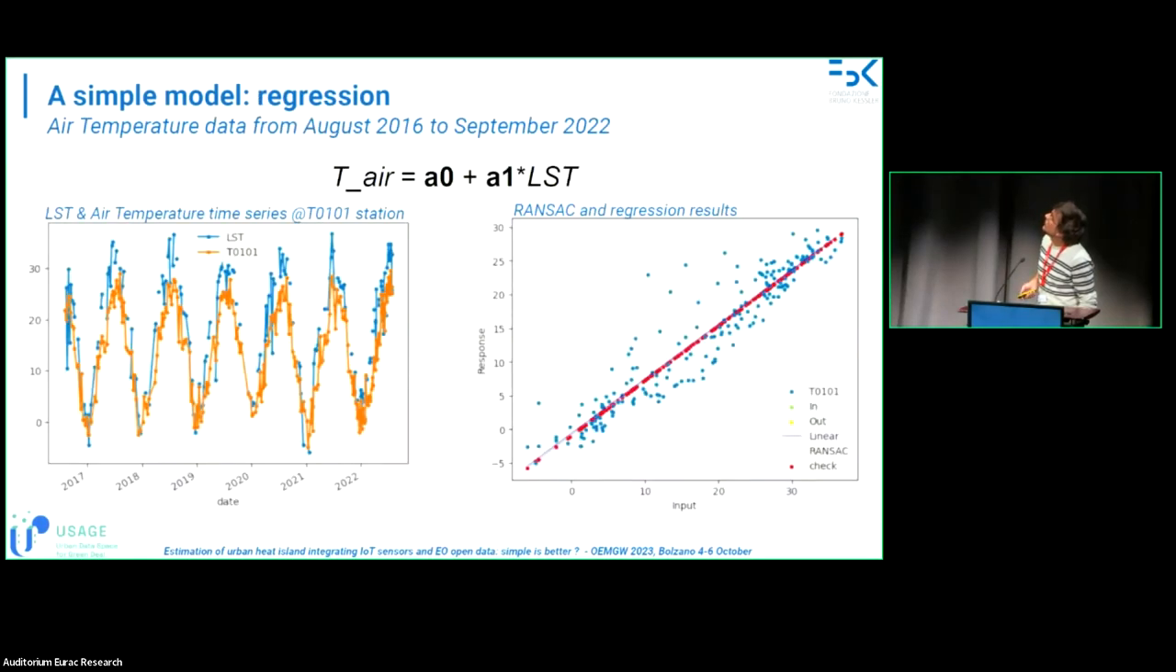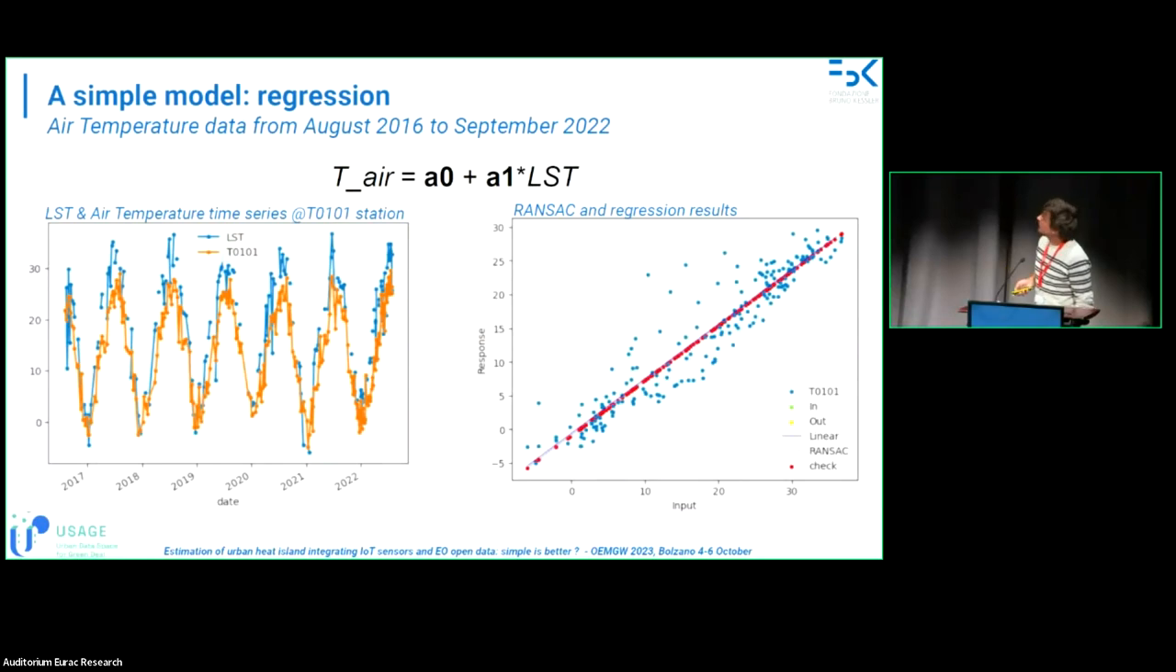So what we did is a simple regression. We adopted a calibration scheme from August 2016 to September 2022. These are both the Landsat scene temperature and the air temperature of the station, only on the date of the scenes. The weather station series, of course, is more dense. Of course, they differ, because land surface temperature of Landsat is not air temperature. So a simple regression and you get this.